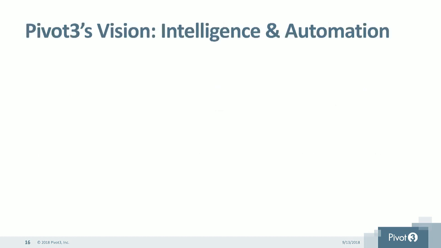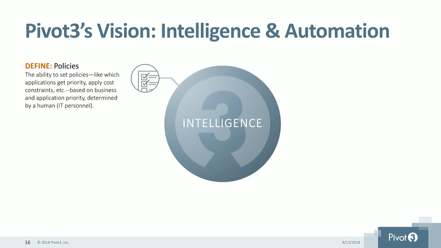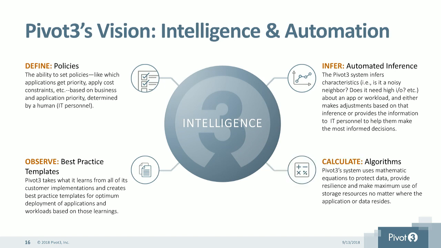Those are some of the areas that we're focused on, and the different things that we're trying to solve for our customers, from what we're doing around our intelligence and automation. I'll walk you through some of the details of things that we're already doing in this area, especially around policy management and prioritization, inferring from what customers tell us about the importance of their workloads, and then making decisions at a system level on their behalf to optimize that.